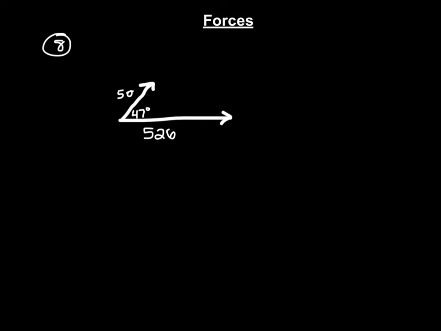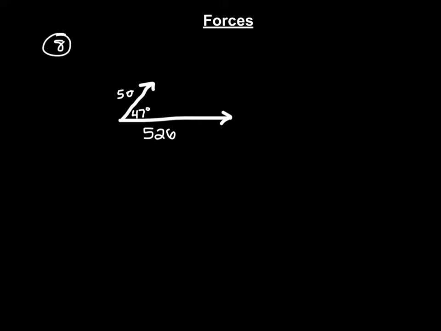Okay, so in the first part of this video, I'd asked you to try number 8 on your own. So let's see how you did. All right, so it says a jet is flying at a speed of 526 miles per hour. The pilot, so here's our jet right here, encounters turbulence due to a 50-mile per hour wind, blowing at an angle of 47 degrees as shown in the accompanying diagram. Okay, so they want you to find the resultant speed of the jet to the nearest tenth of a mile per hour.